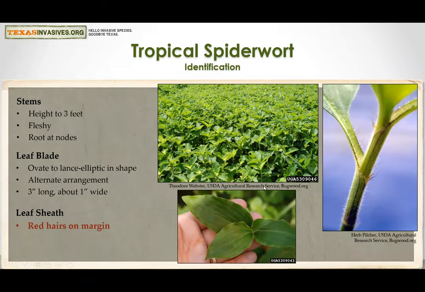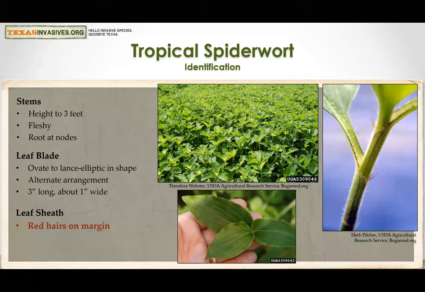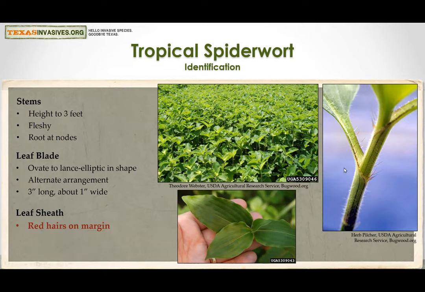So the plant overall is not terribly unique. It's not as obvious as Chinese tallow or something like that, but there are still a few traits that can help you identify it, definitely when it's flowering. However, if it doesn't have the flower, one of the best traits that will help out is the red hairs on the margin of the leaves and the stem.